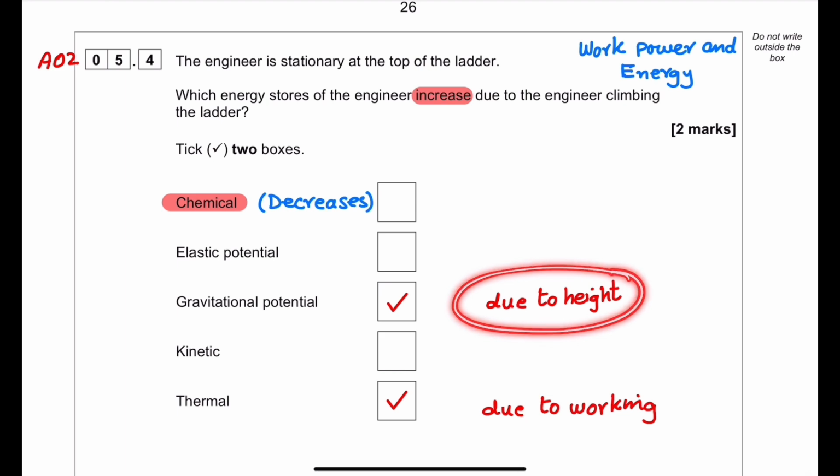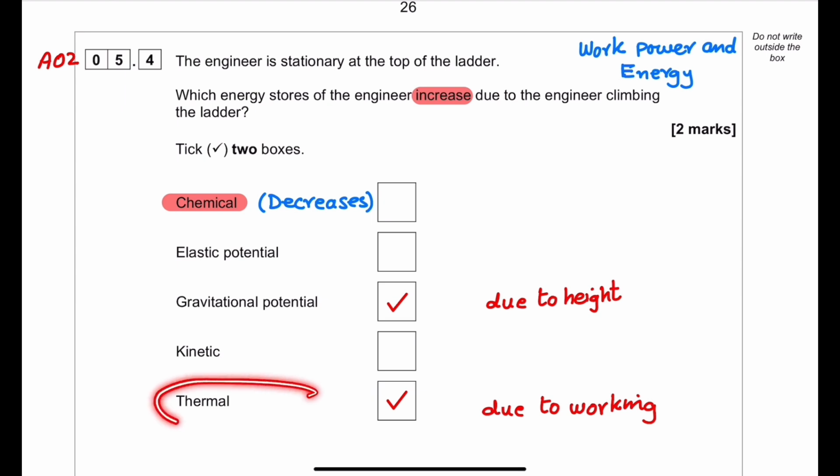the ground. When the engineer is working, its chemical energy is decreasing and the thermal energy of the surroundings will increase. Therefore, when the engineer is working at the top of the ladder, it has gravitational potential energy due to the height and thermal energy due to working at the top of the ladder.